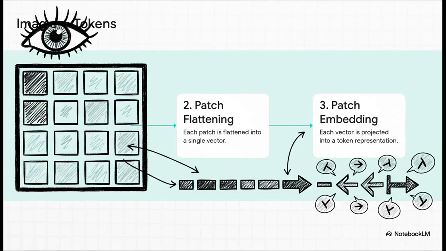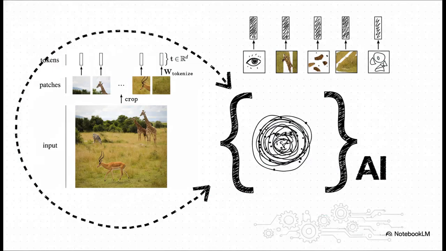Then, each one of those little patches gets flattened. It's like taking that little square of pixels and just stretching it out into one long line. And that line of data gets turned into a special numerical code, a token, that the AI can actually work with. So the whole flow goes like this. You take one big image and you break it down into a whole sequence of these tokens. It's almost like the AI has turned the picture into a sentence, and each word in that sentence is one of the patches from the original image.